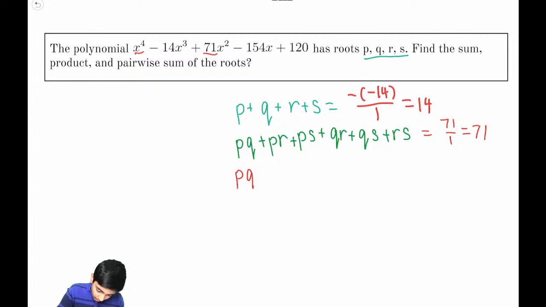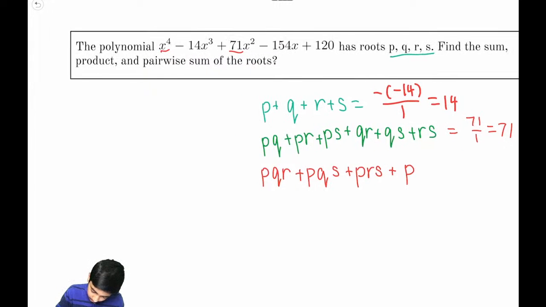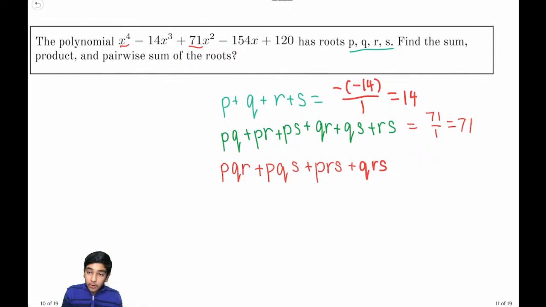And for the triple sums, we have pqr plus pqs plus prs plus qrs. These are all triple sums. So you basically take all possible products of 3 numbers. That's going to be equal to, again, a way I like to, not memorize, but basically how I actually get these equations, is this will be negative, this will be positive, this will be negative, this will be positive. So whenever you're doing the coefficients, the sum of all the single roots will be this first term divided by this term. The pairwise will be this term divided by this term. The triple products will be this term divided by this term, which is the negative of negative 154 divided by 1, which is 154.